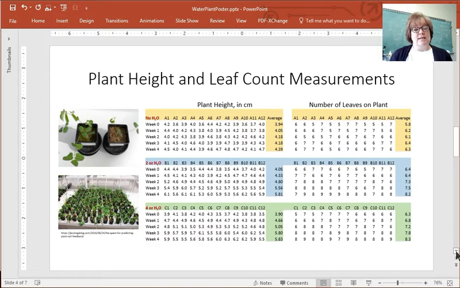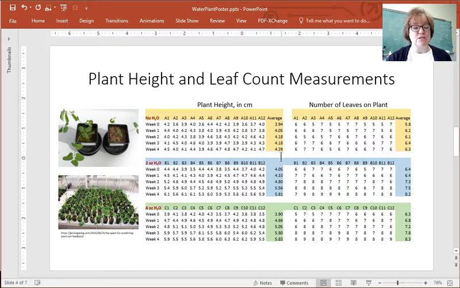Then I'm showing my data. So these are my data, which I will say I made up. In this case, I have these 36 different plants, and on one side I'm showing the plant heights and the number of leaves. There's a lot of information there. I put it in a table, and I tried to color code it to make it a little easier for people to see the pattern.